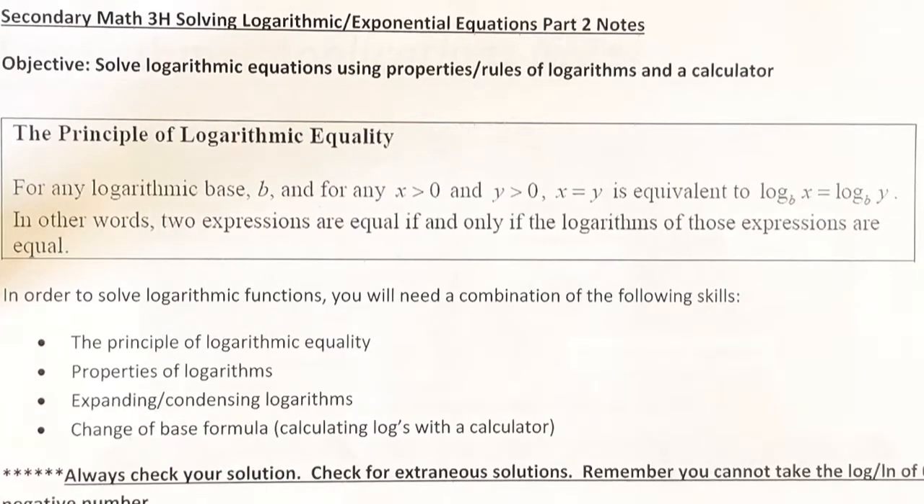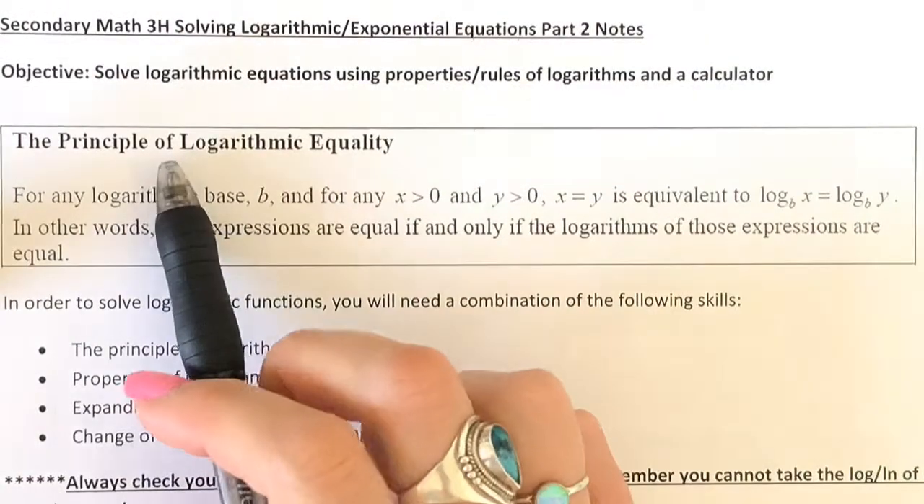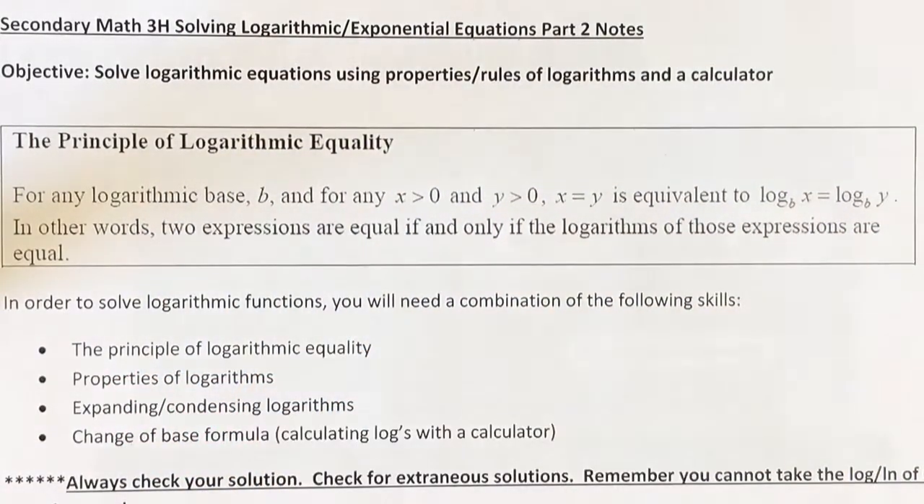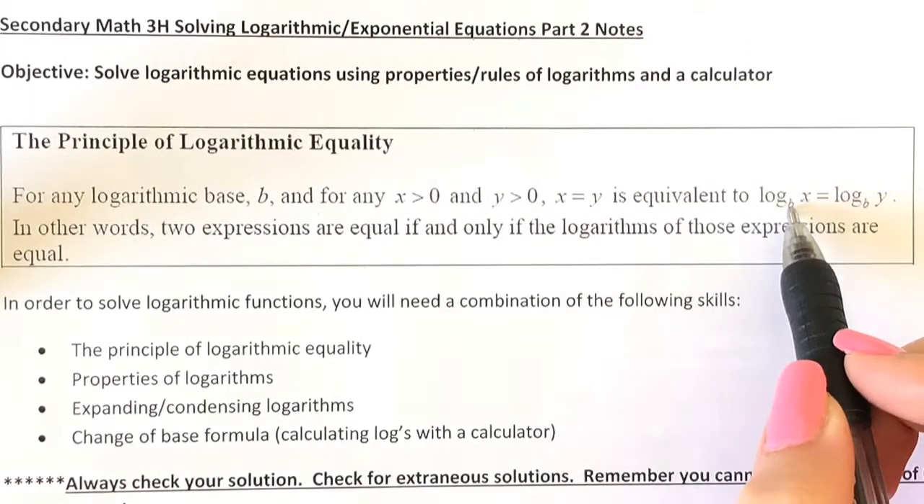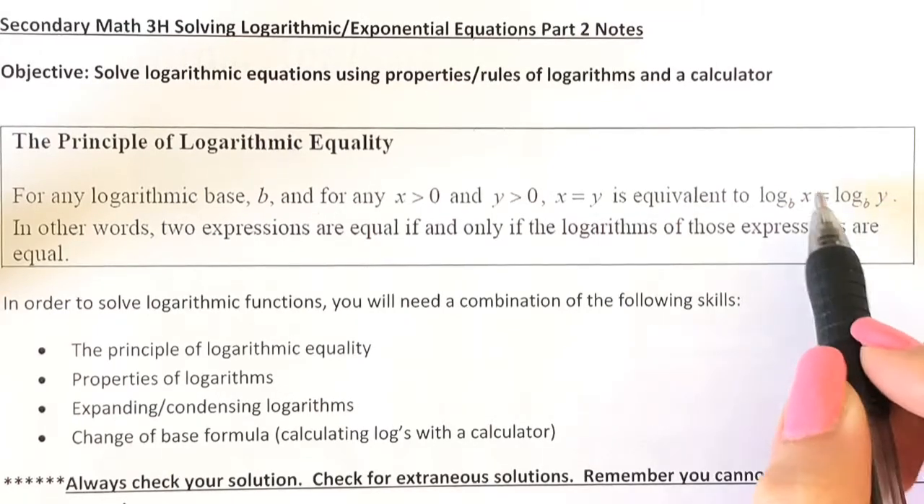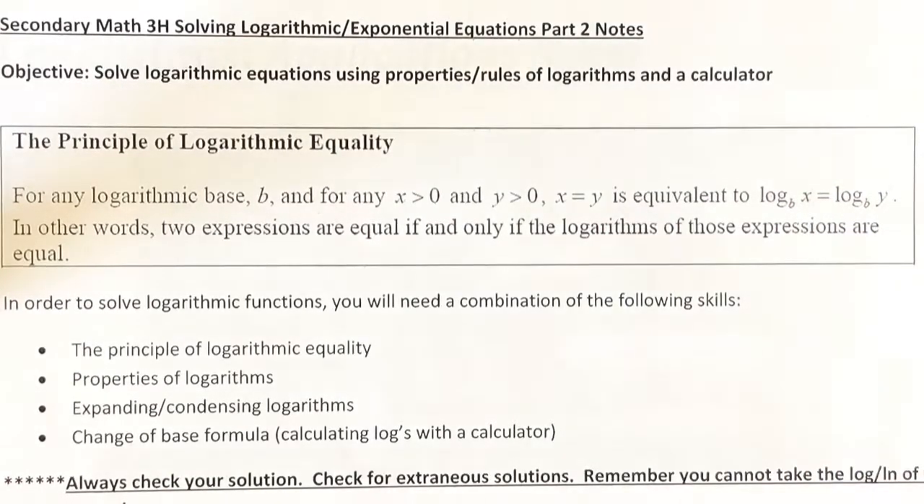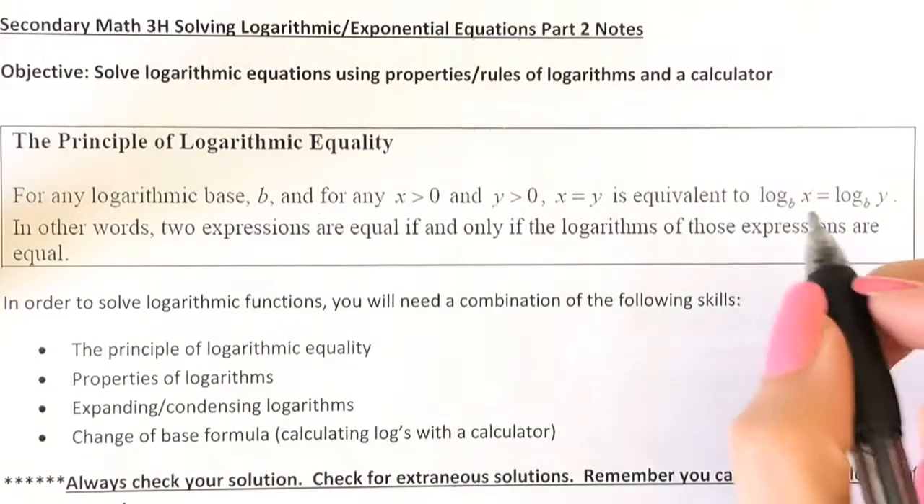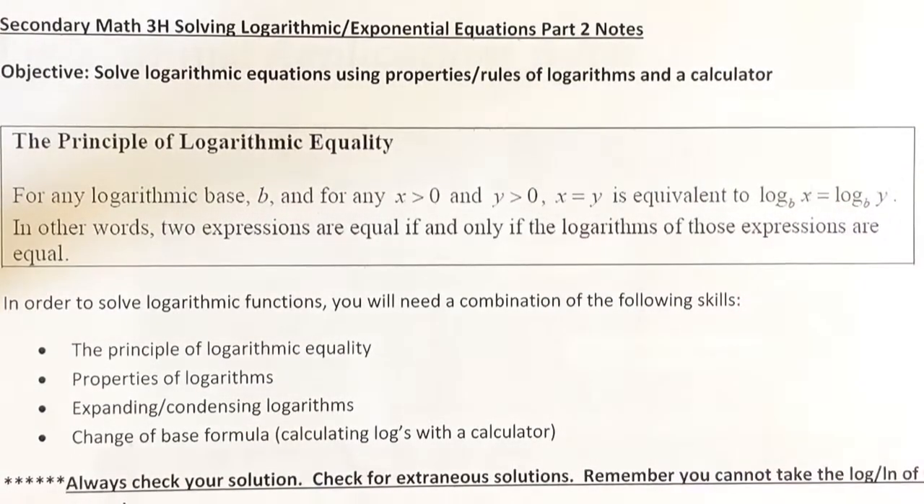If you can remember back, we talked about the principle of exponential equality, where if the two bases were the same, then the exponents had to be equal as well. The first thing we're going to look at today is the principle of logarithmic equality, which is pretty much the same thing, but instead of exponentials, you're looking at logarithms. So it's saying that if your log with the base is the same, then the insides have to equal each other. Again, kind of a silly principle, because it's kind of obvious that if this is equal to this, then the two insides have to equal each other. So that's what we're going to be using today to solve some of our logarithm equations.